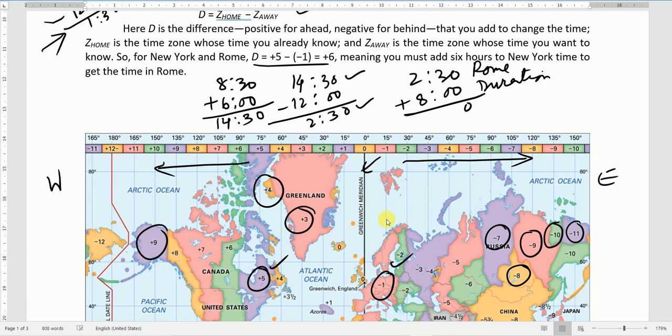Okay, so this is the time in Rome, and this is the duration of journey. So this is the time. So when you arrive in Rome, the time would be 10:30 a.m. And so this is the answer.